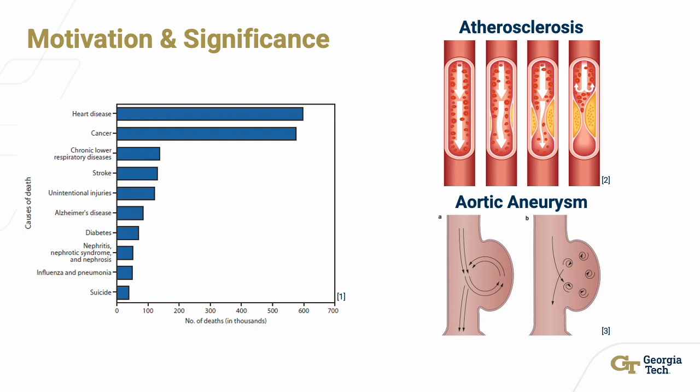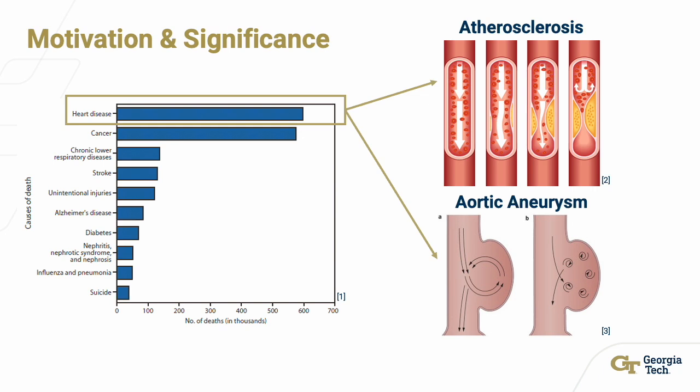So why is creating blood flow models important? According to the CDC, heart disease is the leading cause of death in the United States. The primary cause is atherosclerosis, which is the buildup of fatty substances along the vessel wall. This creates a narrowing in the vessel, which in turn changes the blood flow behavior.